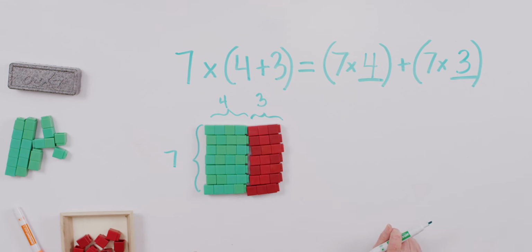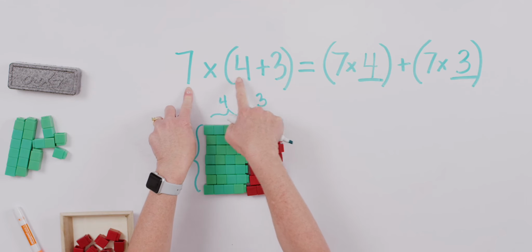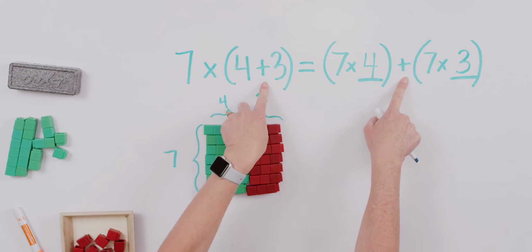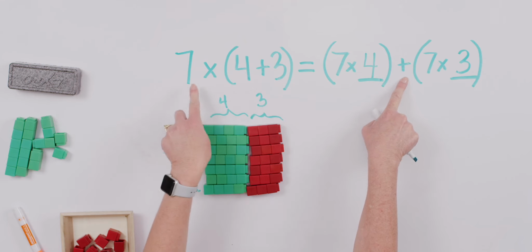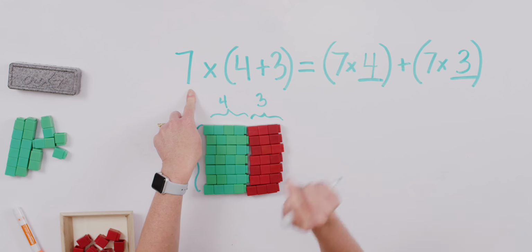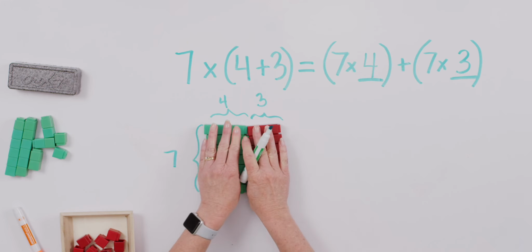All right, let's try 2 more without our visuals to see if we can do it. Look at this really closely. You see how I did 7 times 4, which you see here, and then I added, which you see right here, my 7 times 3. Okay, remember that as we try it without our visuals.